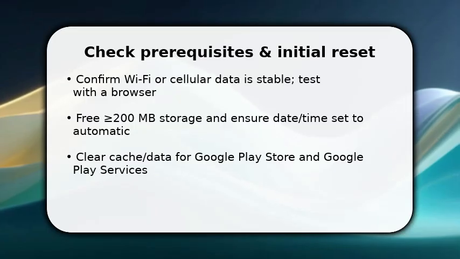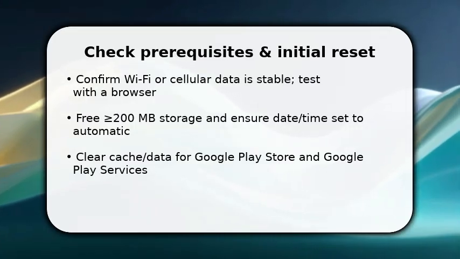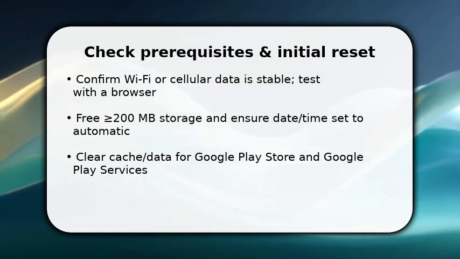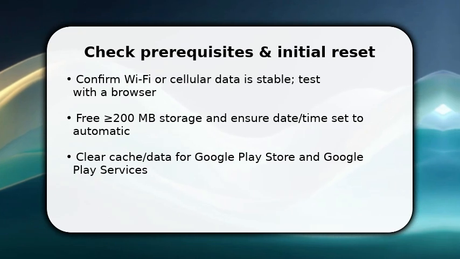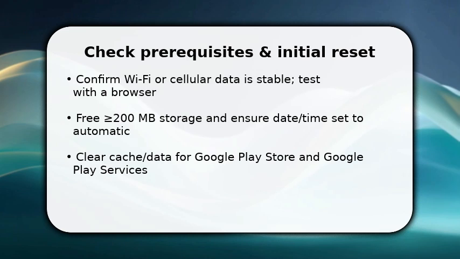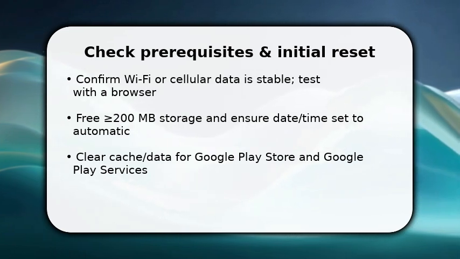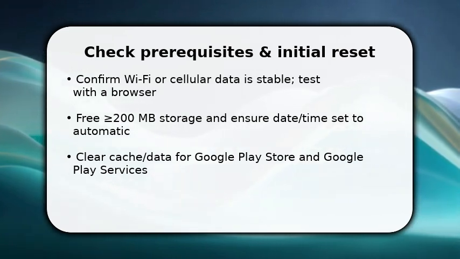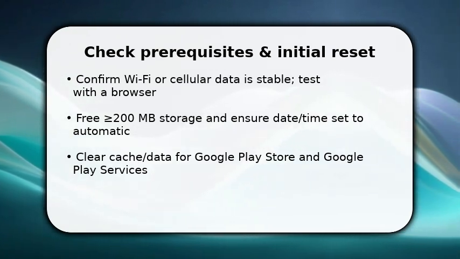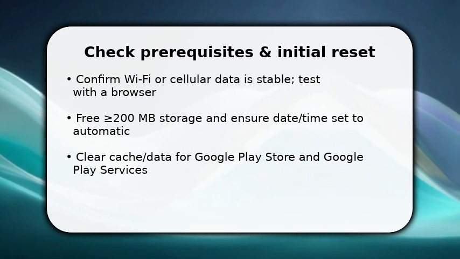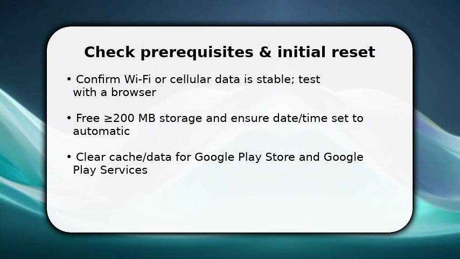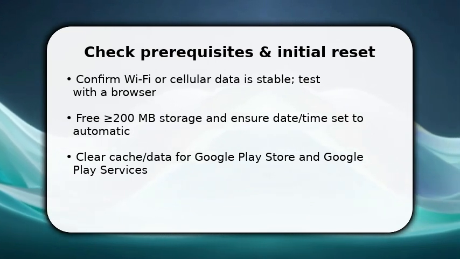Enjoy the video. You start by confirming fundamentals: a stable network, automatic date/time, and at least some free storage so installs can proceed. Once done, go to Settings, Apps, Google Play Store and tap Clear Cache and Clear Data. Do the same for Google Play Services. This forces a fresh connection and removes corrupted metadata. Make sure to restart the device after clearing; reboots reinitialize services and DNS resolution. So don't skip that step before moving on to account fixes.